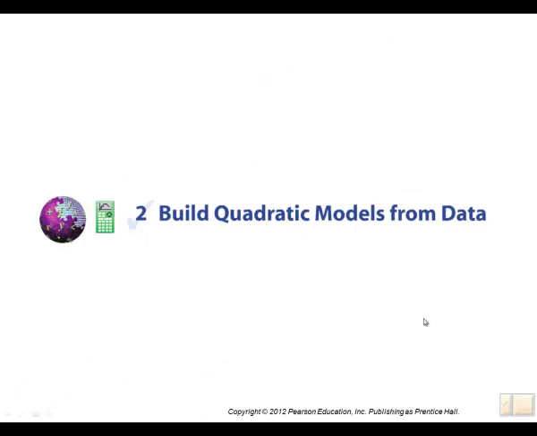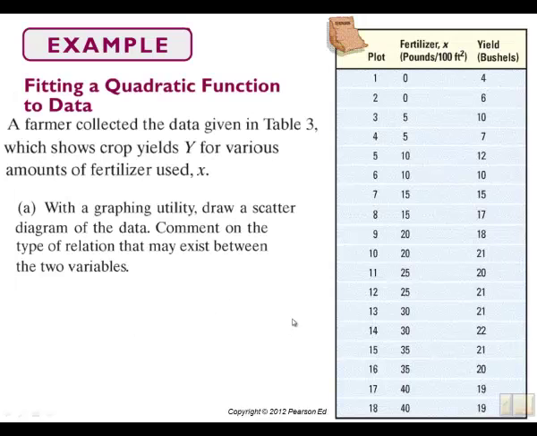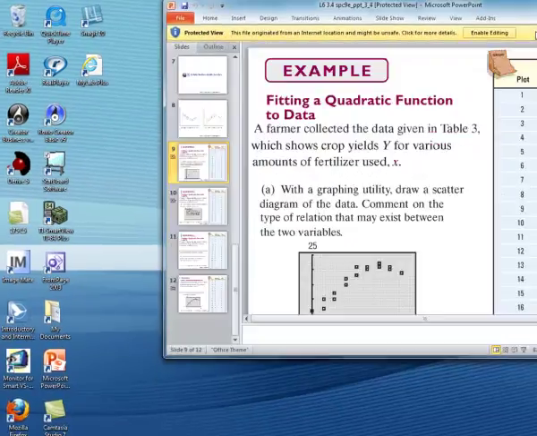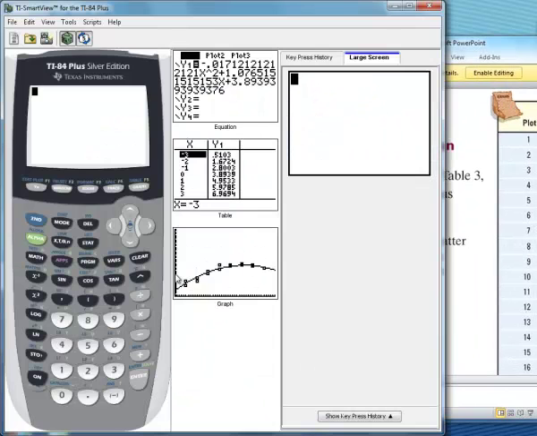Okay, now we're going to look at building quadratic models. We did something similar to this with linear, and this is more of a quadratic model. This is what a quadratic model looks like, an x squared. This is a positive x squared, and this would be a negative x squared. And so we have some data here. I went ahead and entered the data into my calculator, and here's my calculator.